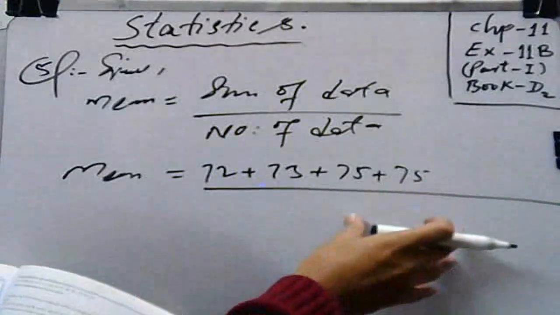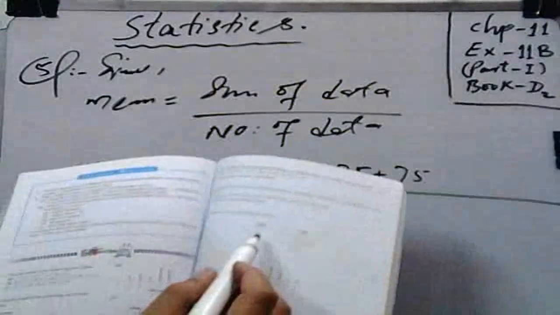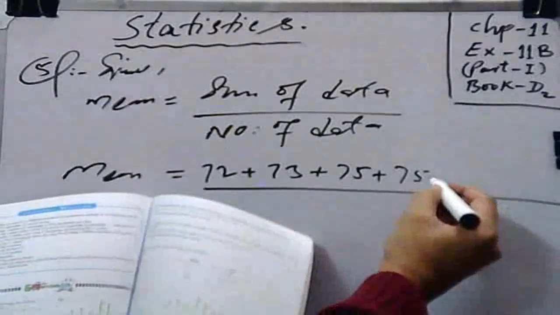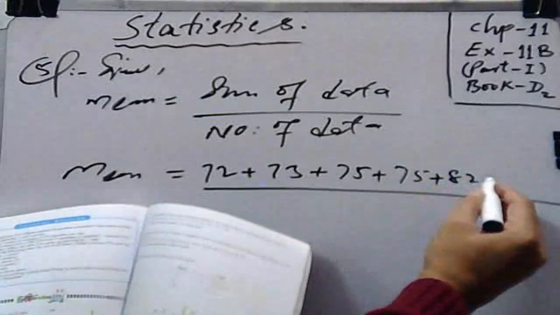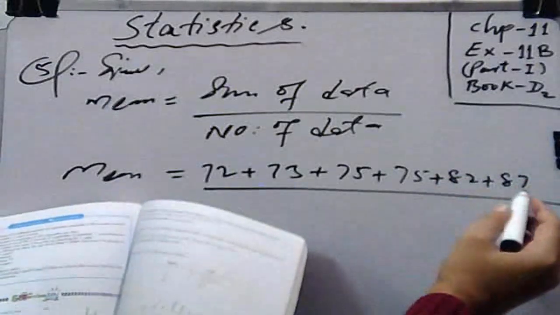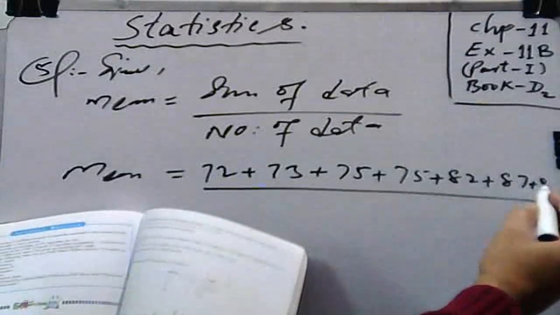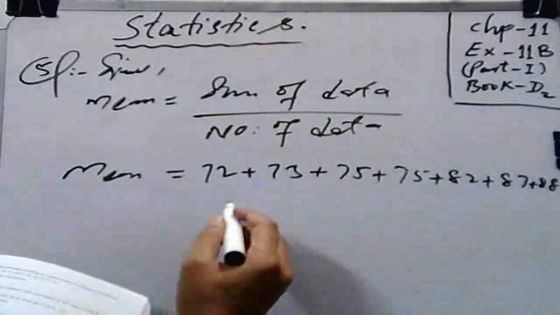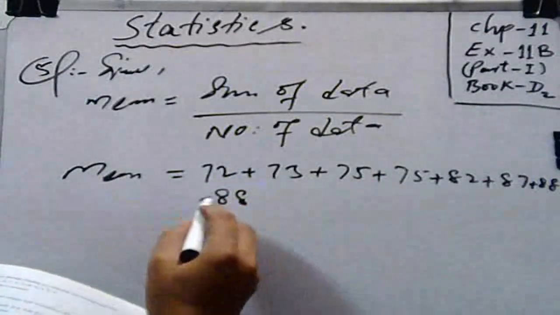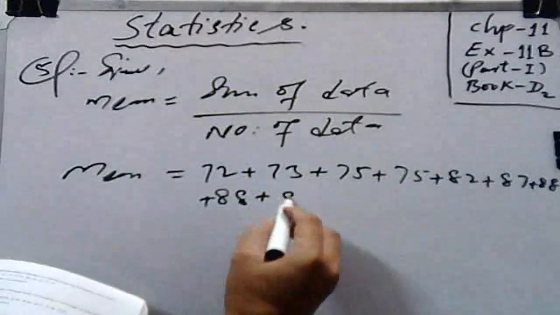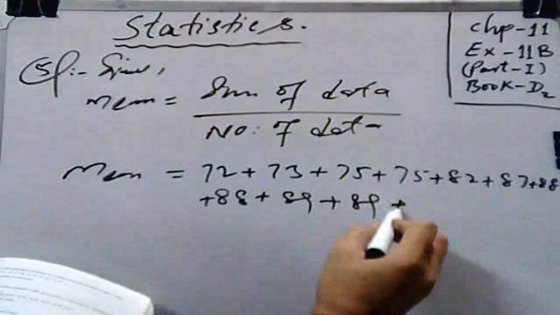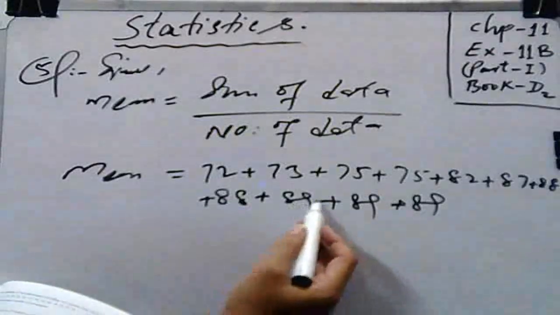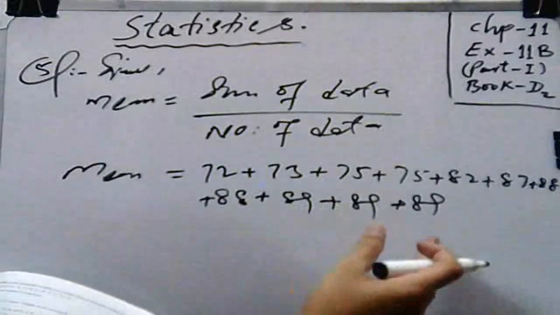The second step is 8. How can you write it? You should write 82 plus 87, then 88 plus 88, and so on. You have to write down all the terms, 88 two times, then plus 89 plus 89 plus 89, because here 9 is 3 times, or simply you can multiply 89 by 3. It is a simple methodology, so you don't get confused.